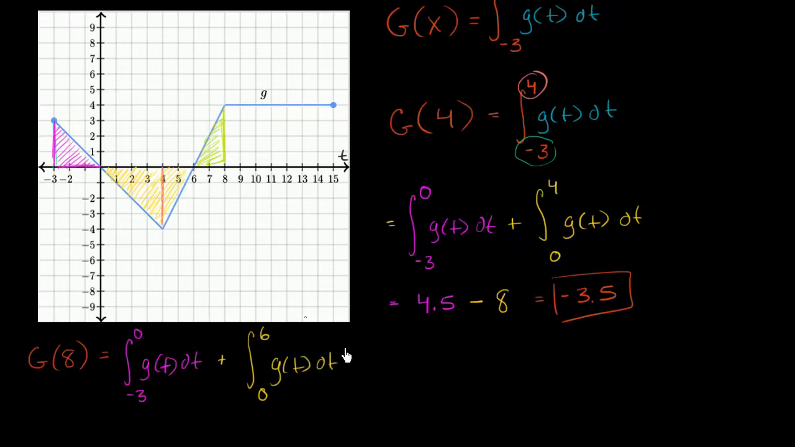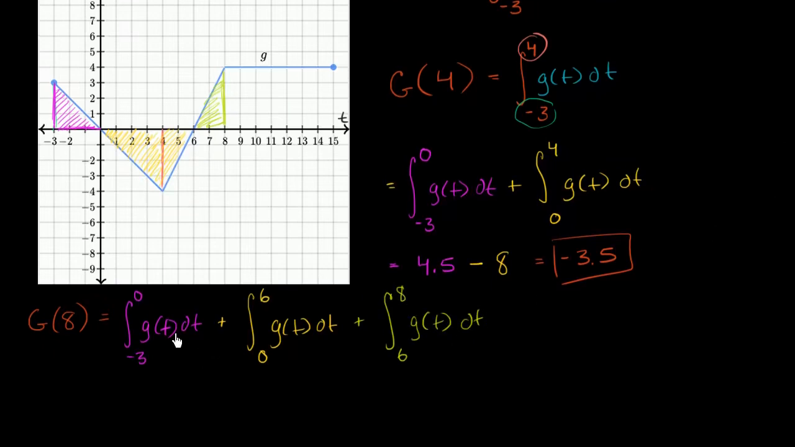And then finally, plus the definite integral between t equals 6 and t equals 8 of g of t dt. Now, we already know that this first one evaluates to 4.5. So that one is 4.5. Now, what's this one going to be? We have a triangle whose base is length 6, height is 4. 6 times 4 is 24, times 1/2 gets us 12. So that over there is 12.